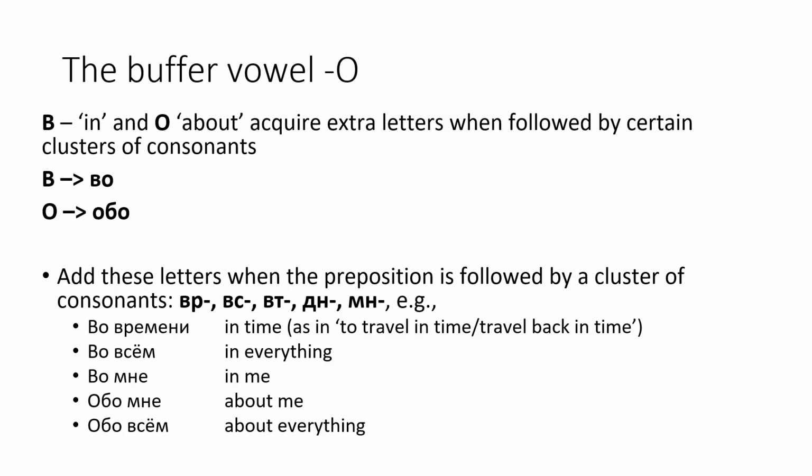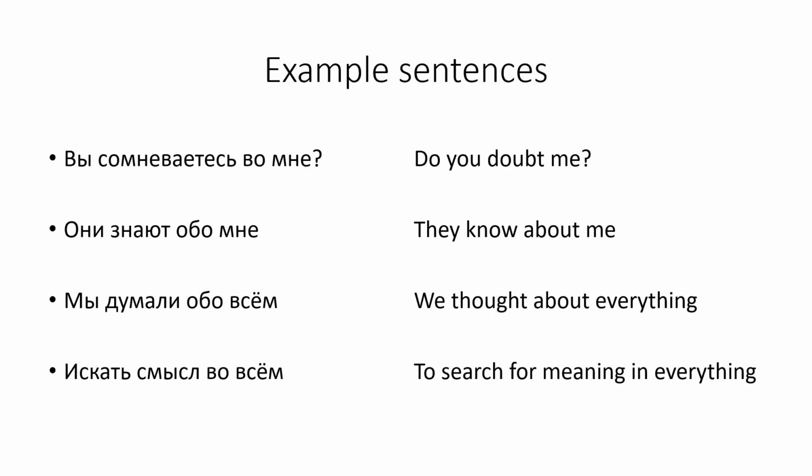would be just as easy to say, but this is just how it is, and unfortunately you kind of have to remember it. Обо мне, обо всем. So let's look at some sentences. So here we have some quite tricky sentences. I hope it's not going to be a bit too overwhelming.